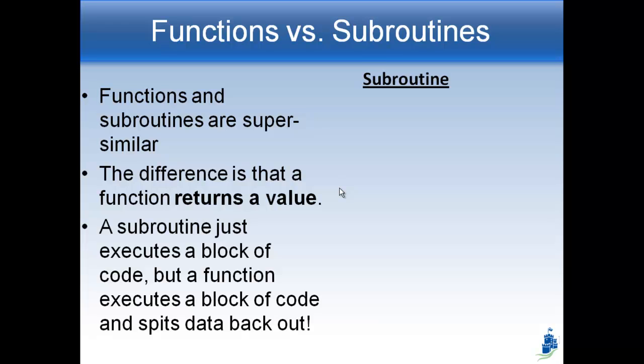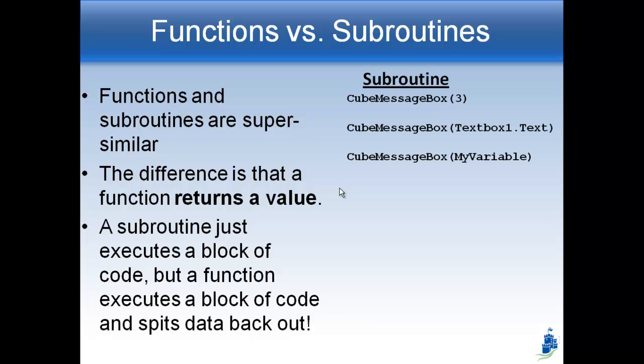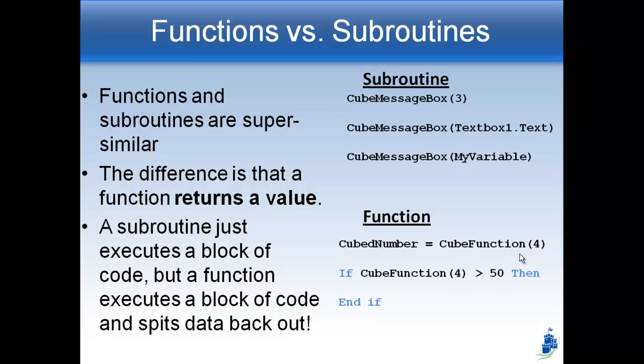So let me show you what I mean. A subroutine, okay, CubeMessageBox like we had before. These are the ones we just saw, right? You pass some argument in, and that's all you do. You pass it in, and you run the subroutine. A function, on the other hand, you don't just pass a number into it. Let's say we have some function that cubes it, but it actually spits a number back out. So we have to say something is equal to the function, because when it's done, it goes somewhere. It gives you a number.